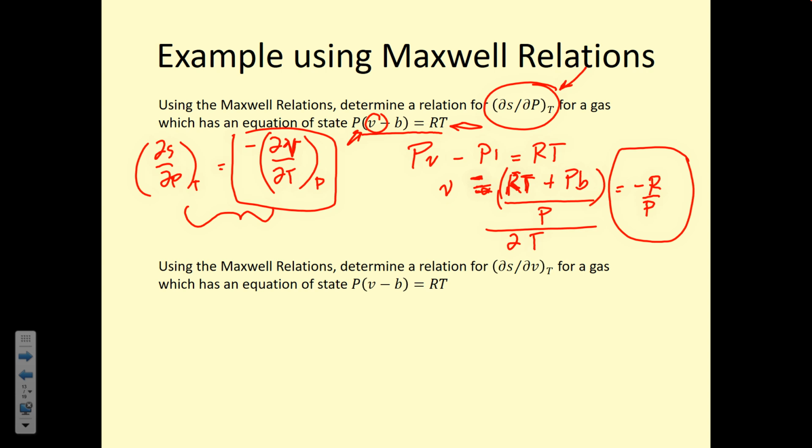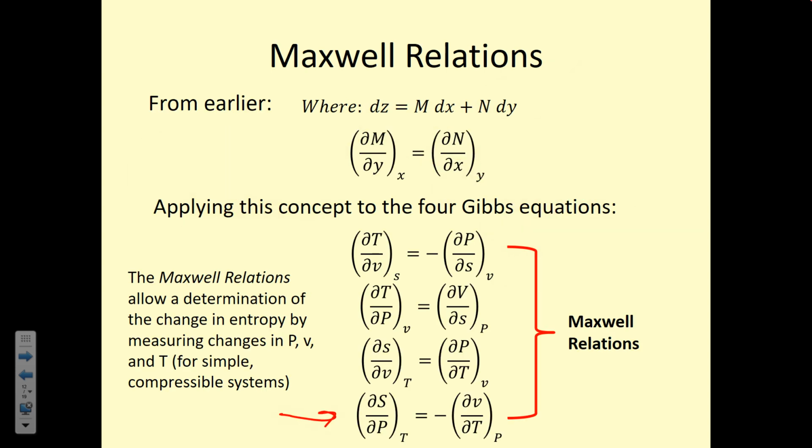Okay, so negative R over P. Let's do another one. This time we're using del S, del V with respect to T. So where do we see that one? Del S, del V with respect to T. Which Maxwell relation is that? This one, number 3.